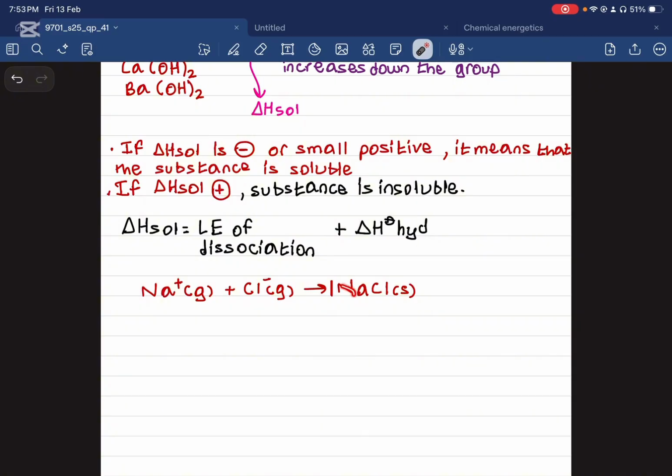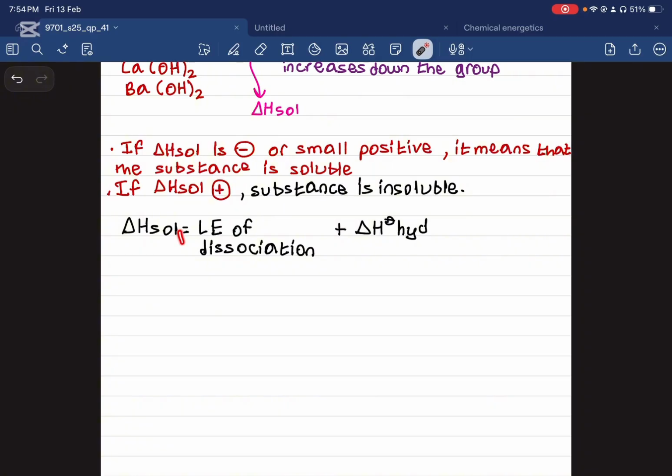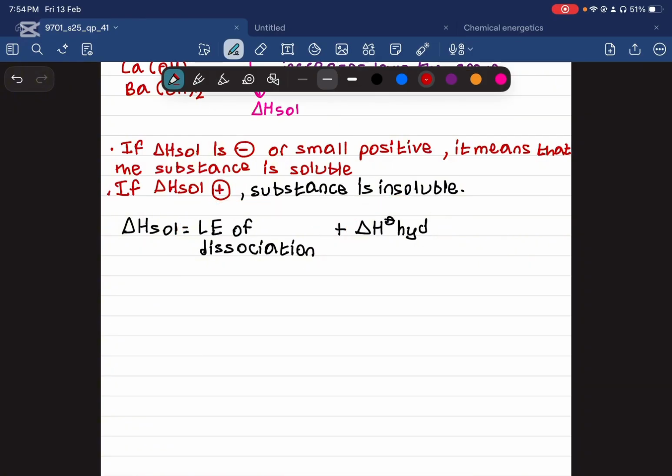Okay. Now what's the opposite? If I have to go from an ionic solid to the ions, it's the opposite. This is called lattice enthalpy of dissociation. The ionic compound is dissociating. So in the Hess cycle, we just draw the reverse arrow to what we usually draw for lattice enthalpy. So enthalpy change of solution is lattice enthalpy of dissociation plus enthalpy change of hydration.